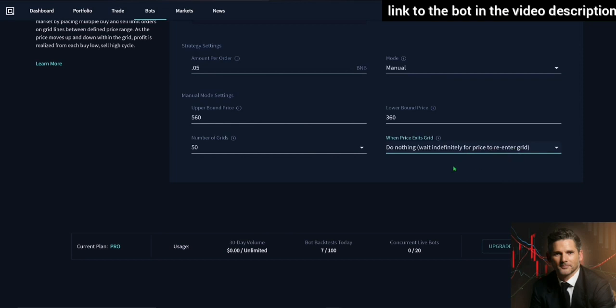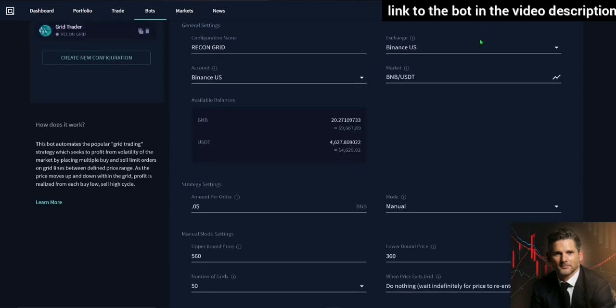Now I've had grid bots deployed in the past that have dipped down below the lower level only to come back up within a few hours or maybe a day and start trading again. And so a little patience can pay off in the long run. And now the bot is configured and ready to deploy.